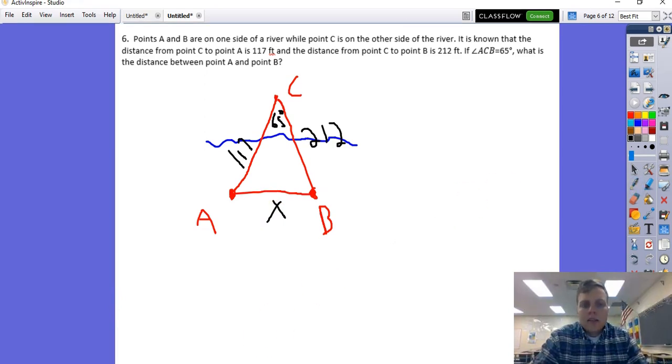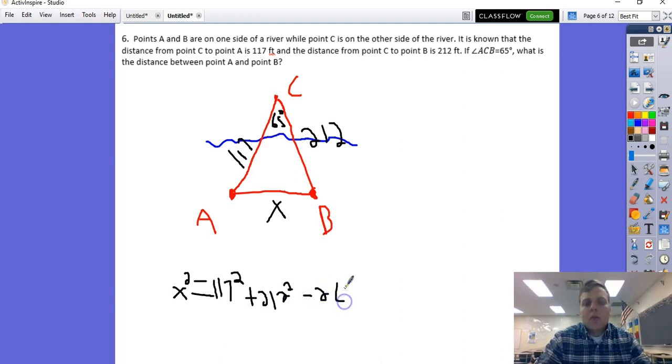So the law of cosines simply tells us, the way we can use law of cosines, sorry about that, my brain died for a second. Law of cosines is simply the side you're trying to find, so in this case x squared, is equal to the other two sides squared and summed together, so 117 squared plus 212 squared, minus 2 times those other two sides, so 117 times 212, times cosine of the angle opposite the side you're trying to find.